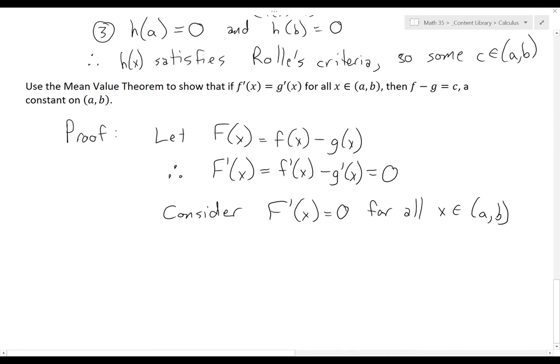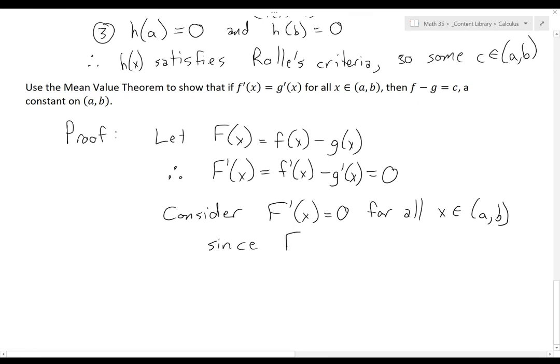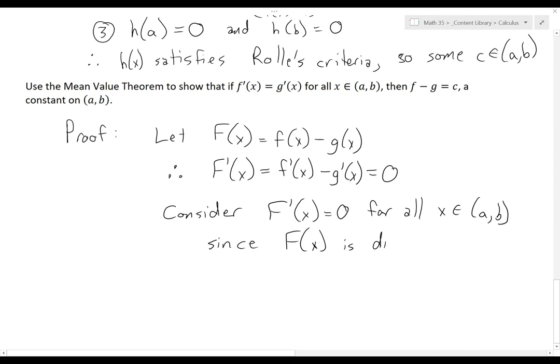Well, this means that it must be differentiable on that whole interval.